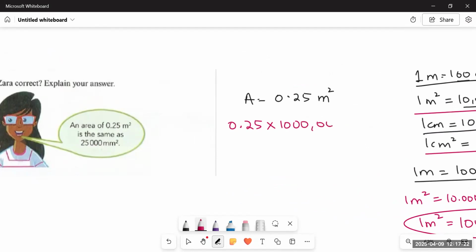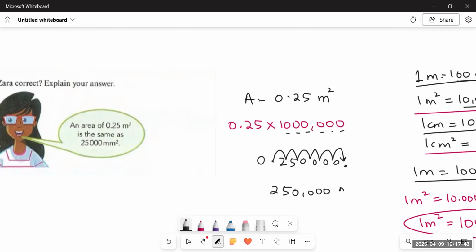Okay, when we multiply it by 1 million, just focus on the decimal point. There are 6 zeros: 1, 2, 3, 4, 5, 6. The decimal will move 1, 2, 3, 4, 5, 6 places. It will come over here. So we have to put 4 zeros, and the answer will be 250,000 millimeter square.